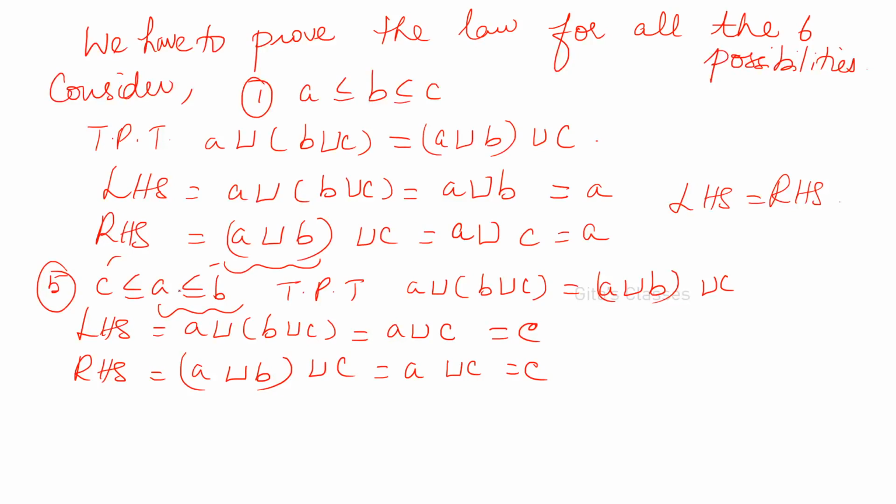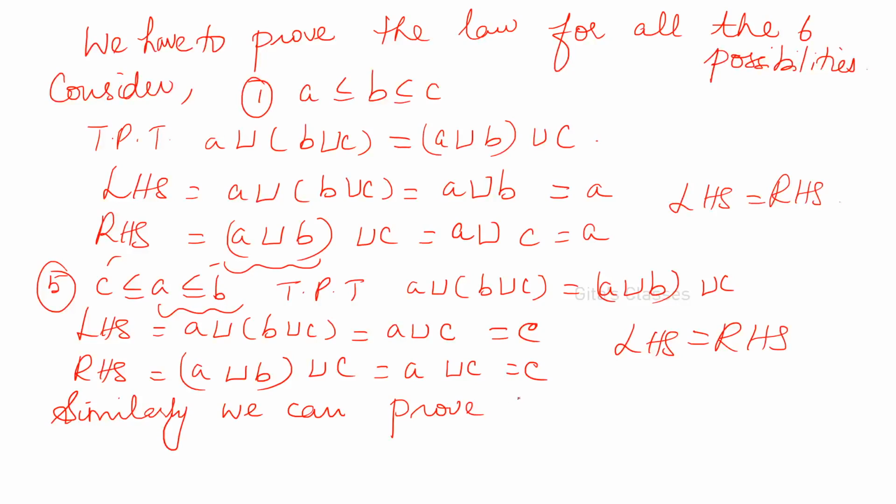A and b is a here and c, right? And the minimum of a and c is c only. So LHS is equal to RHS. So it can be proved for all the 6 cases, right? Hence similarly we can prove all the 6 cases. Even for exam you need not write all the 6, 2 or 3 is more than enough, okay?